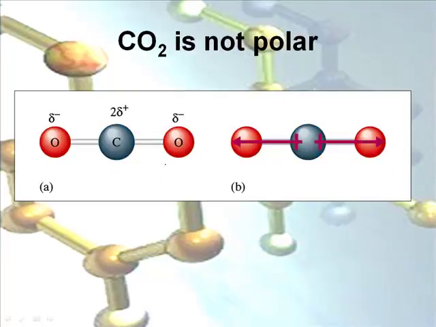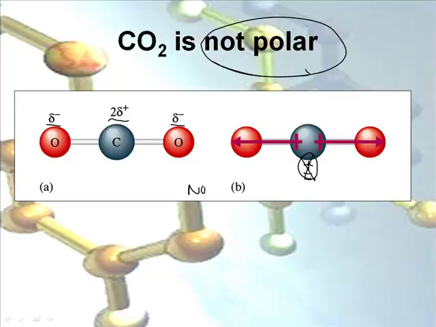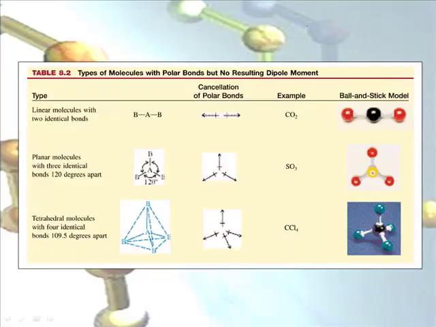Now we have a different ballgame with carbon dioxide. We have a slightly negative oxygen on each side and a slightly positive carbon. So where is the center of positive and negative charge? They're actually both in the same place, and that makes them cancel out. That makes this nonpolar, or not polar, right here.